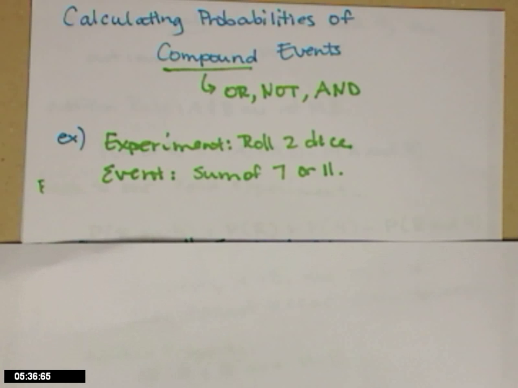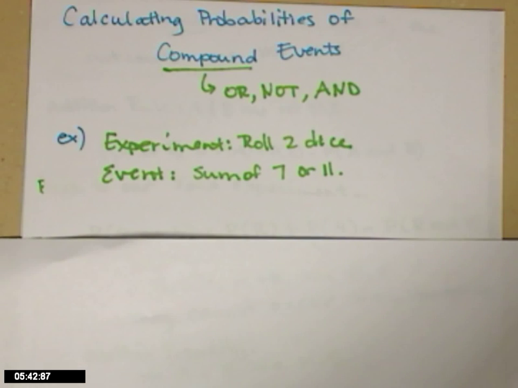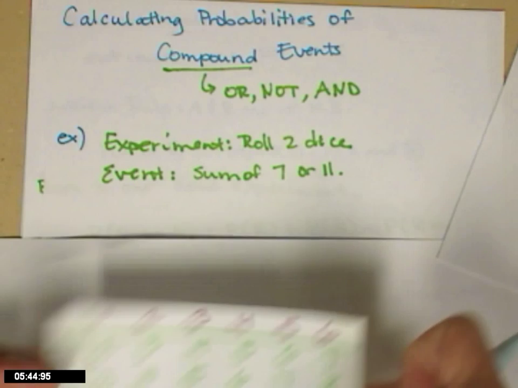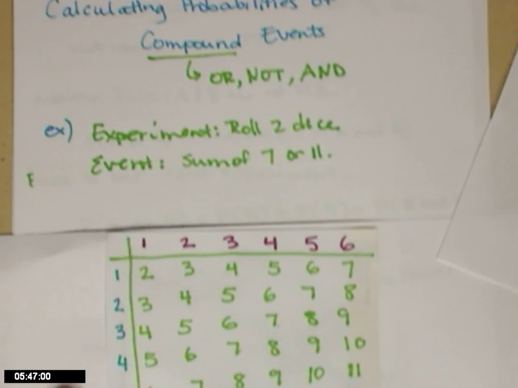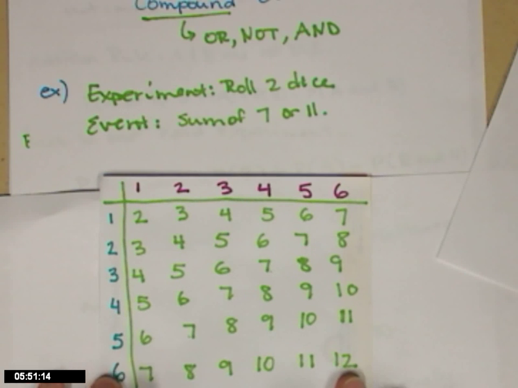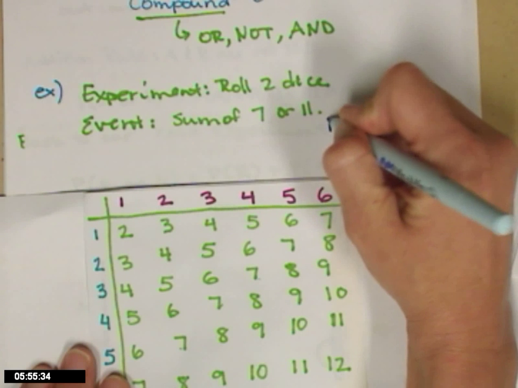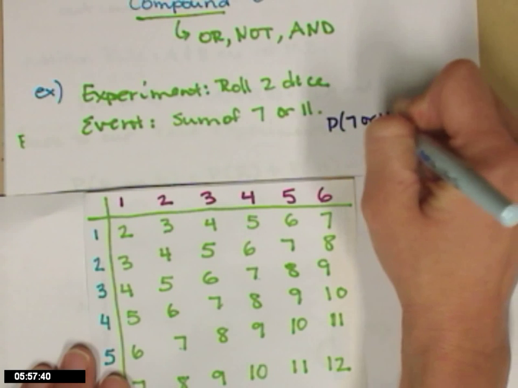So let's get my little table back here. This time, the two things that will work for us are getting a 7 or getting an 11. Well, how many different ways is that going to happen? So notation for probability, 7 or 11.